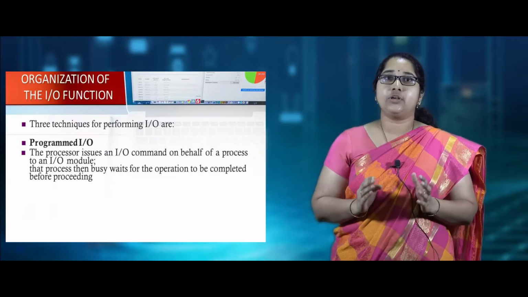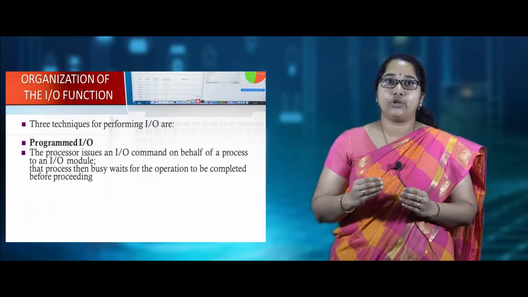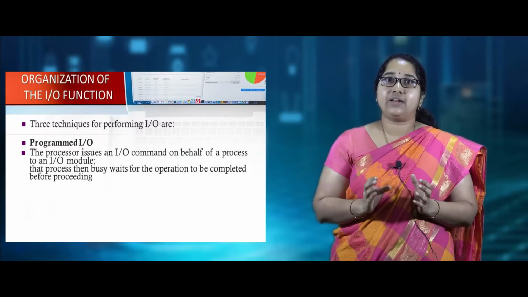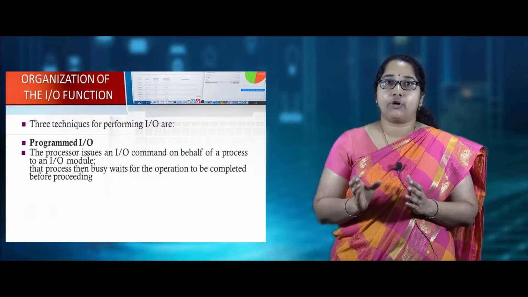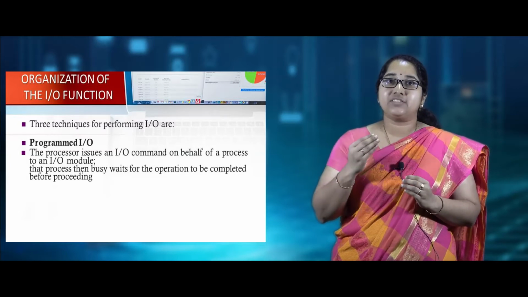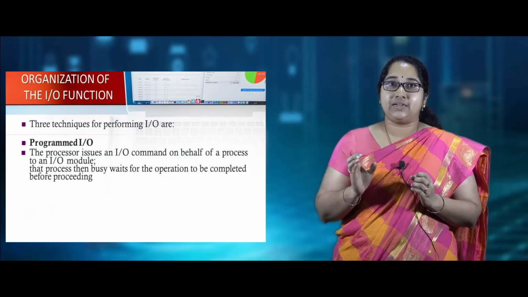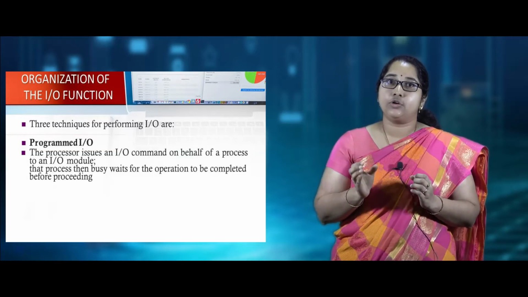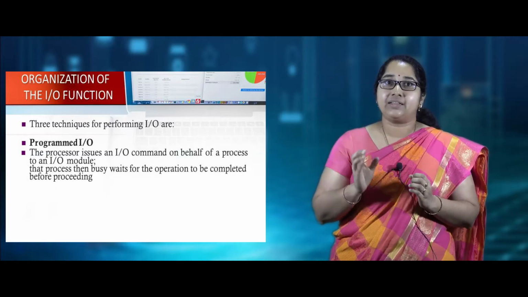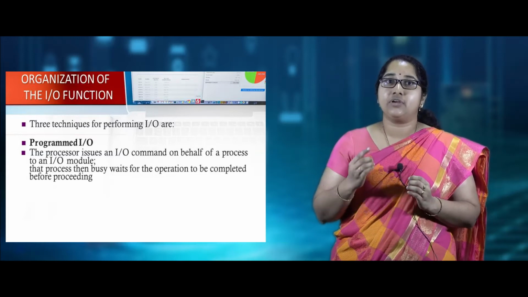Now let us discuss the organization of I/O functions. I/O can be performed in the following three ways. The first one is program based I/O, that is whenever a particular I/O function has to be performed, the processor will issue an I/O command on behalf of the process to the I/O module and then it will wait, that is the process will be in the busy wait state till that particular I/O operation is performed, and then the process will resume its operation. This is the first kind of I/O operation.